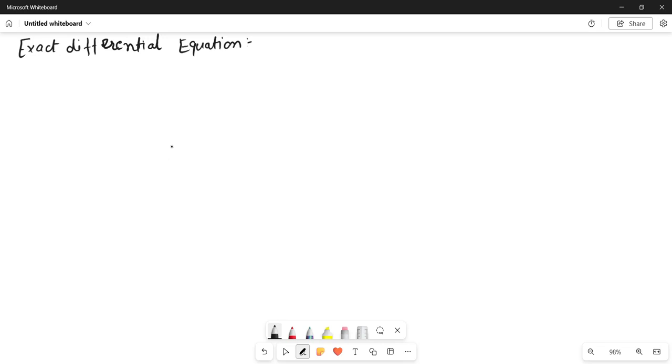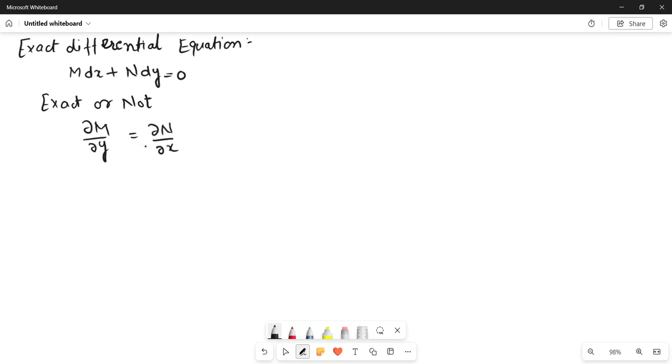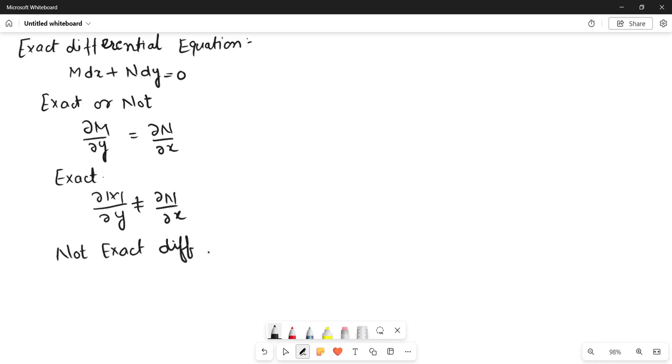Suppose that you are given an equation like M dx plus N dy equals 0. You have to check whether this equation is exact or not. For that, we will find del M by del y and del N by del x. If these two are the same, then we will say that the equation is an exact differential equation. If del M by del y is not equal to del N by del x, then we will say that it is not an exact differential equation.